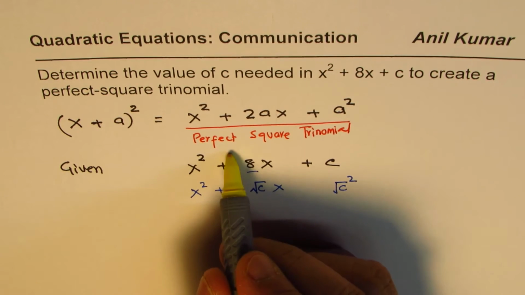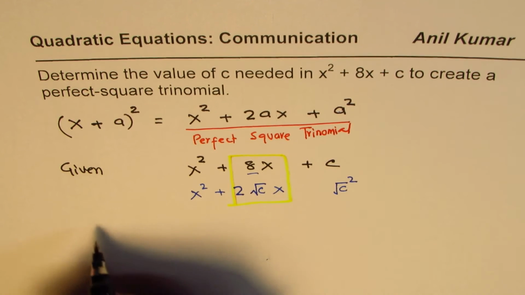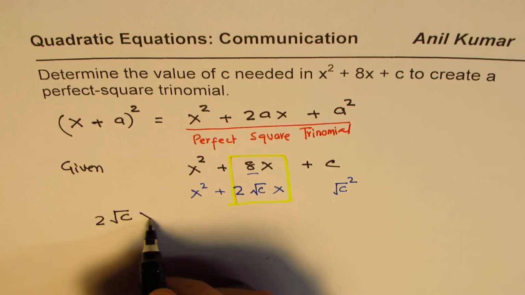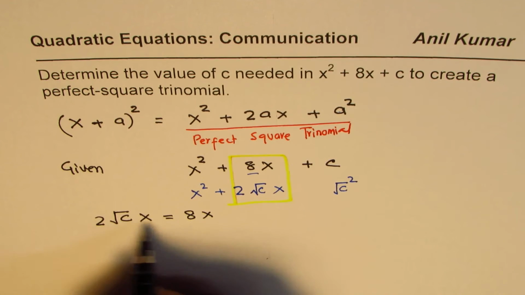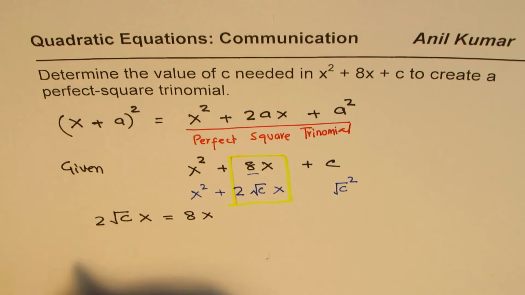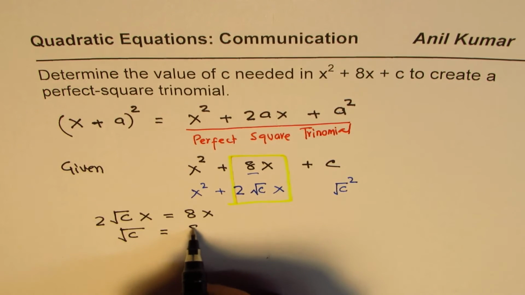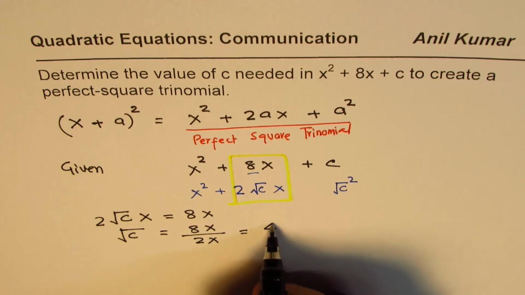Now if you compare these two, then you can find the value of square root c and then the value of c, correct? So when we compare, we can say that 2 square root c x should be equal to 8x, right? Now we can simplify and find what c is. So we have square root of c equals 8x divided by 2x, which is 4, right?